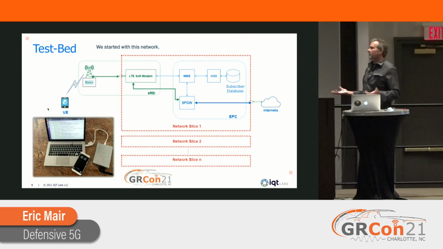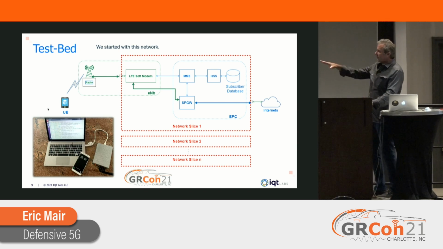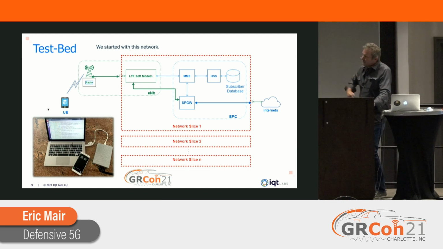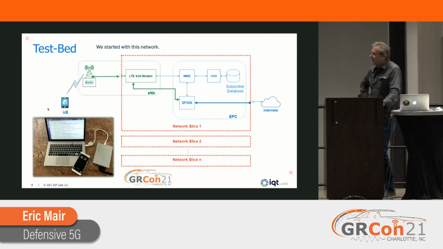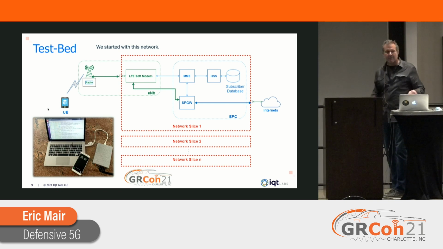So this is the network that we started with. It's really simple. We're using open source Evolved Packet Core, open source eNodeB, and a COTS radio. There's a little picture of it down there on the left-hand side. I think I'm using an Ettus B200. All the stuff in the red box is running on the laptop. We are using Docker containers.